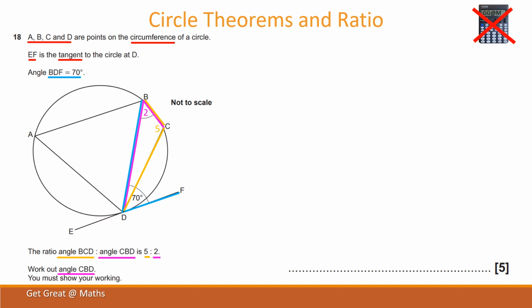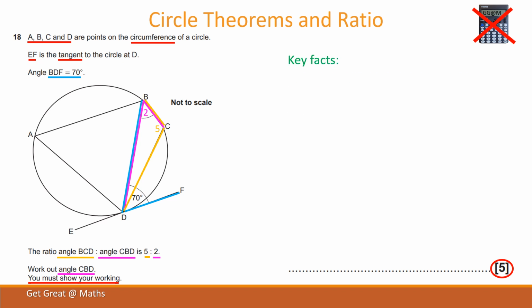Now we've got to work out angle CBD, which is the angle in the pink, which just has the 2 part of the ratio. You must show your working out in order to get the 5 marks for this question. So if you don't show working out, you won't get full marks for this question.